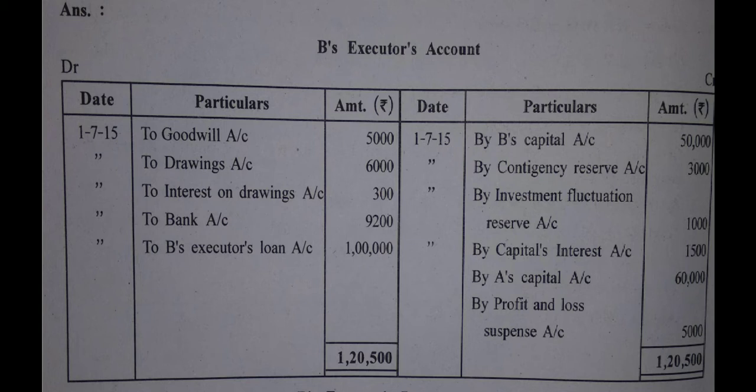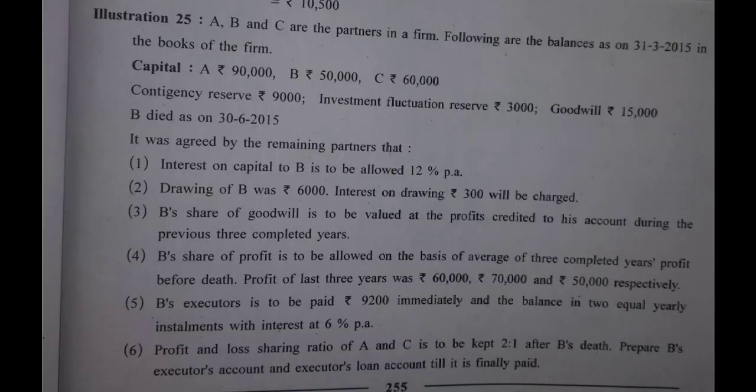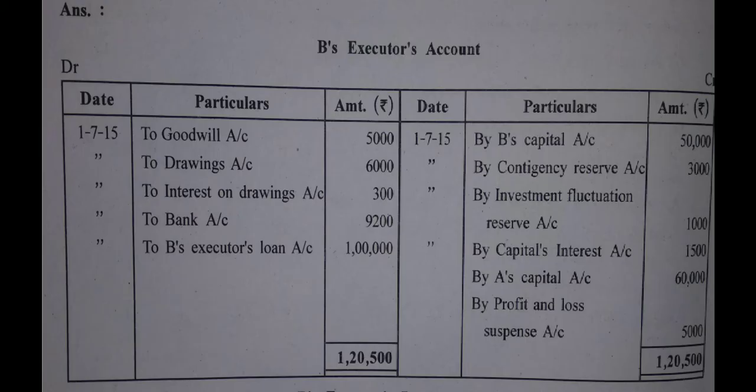So 1,09,200 is the amount payable to the executor, and your adjustment says that you have to pay 9,200 immediately in cash. So the payable amount is 1,09,200. From this, if you can see on the debit side, it is written to bank account 9,200. This is 1,09,200 minus 9,200, the one that we are supposed to pay in cash immediately. So we have written 9,200 here.